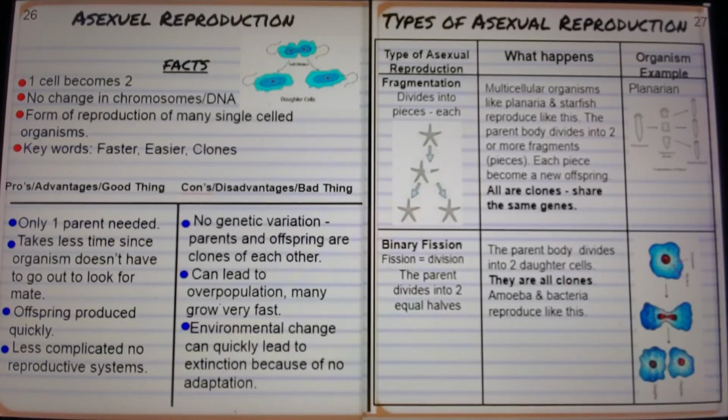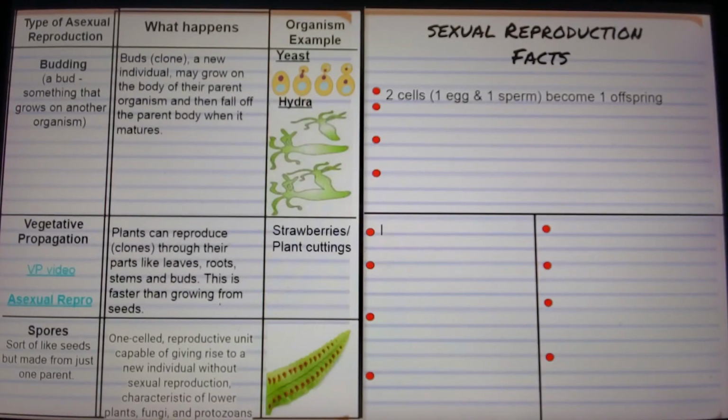In all of these five types of asexual reproduction we talked about: fragmentation, binary fission, budding, vegetative propagation, and spores, the big thing to remember is that there is only one parent that makes all the offspring, and they're clones. But today we're going to start talking about sexual reproduction.